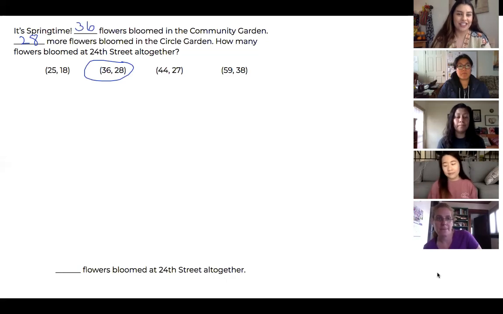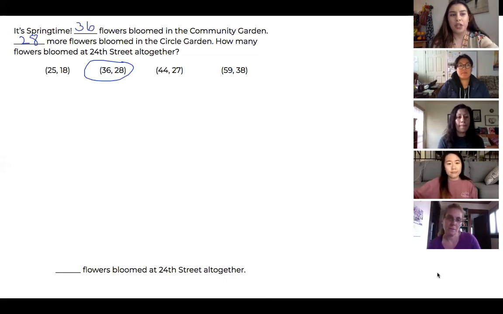Great. So now we need to figure out what we're trying to solve. So that was our second read. We figured out what the numbers represent. So now our third read, what are we trying to solve? So do I have a volunteer? Would we like to read the story together? Let's read it together, actually.